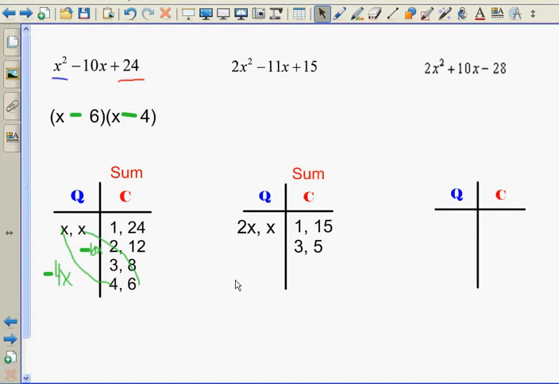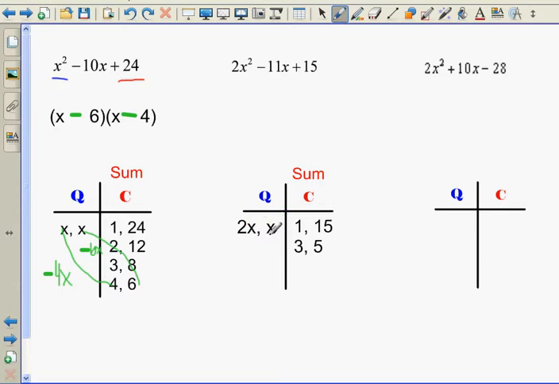All right, so let's figure out what we want. We want a sum of 11. Again, don't worry about the negative. We'll do that later. Sum of 11 when we multiply these. So let's try some possibilities. If we do 2 times 1, that'll be 2x. And 15 times x will be 15x. So 2x and 15x have a sum of 17x. That's not what we want.